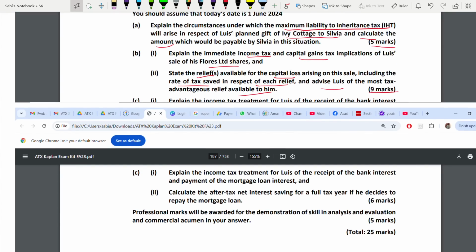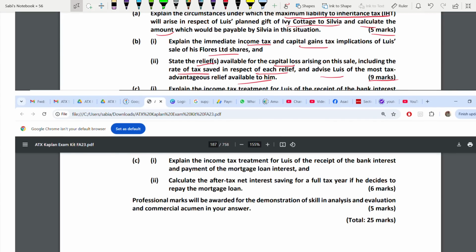Then C. Income tax treatment on the receipt of bank interest and payment of mortgage loan interest. Calculate the after tax. Even this is very famous. The after tax net interest saving for the full tax year if he decides to repay the mortgage loan for 6 months.